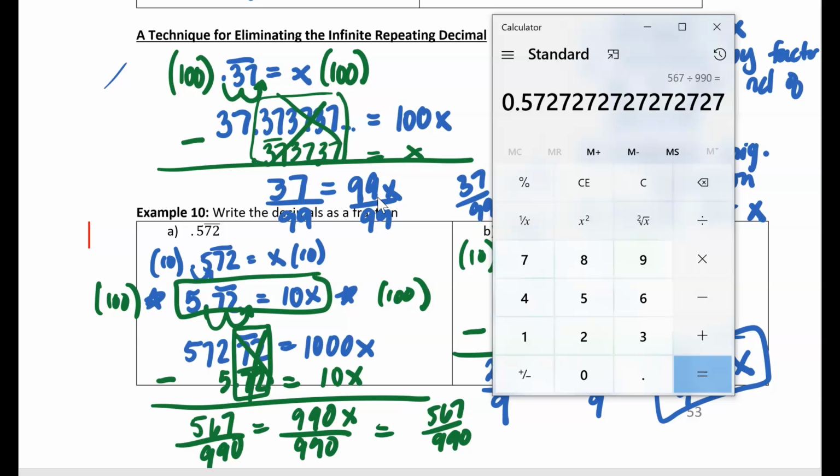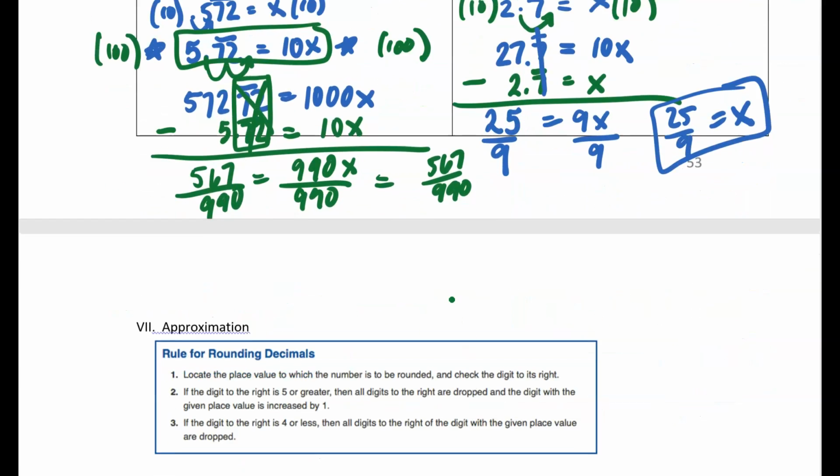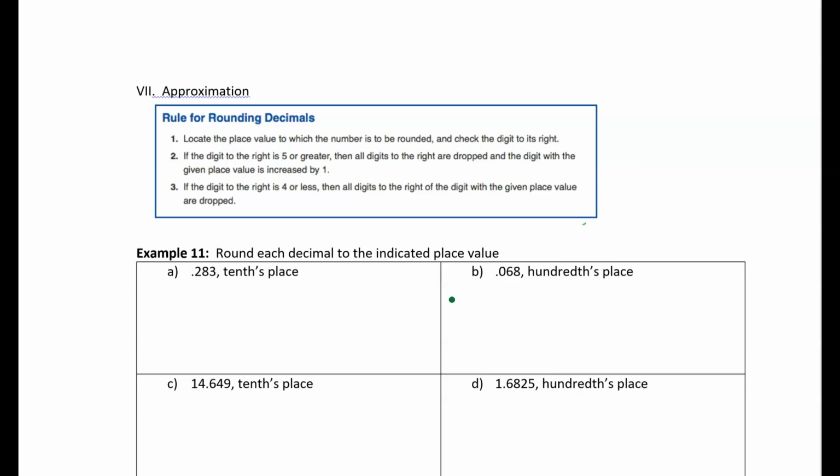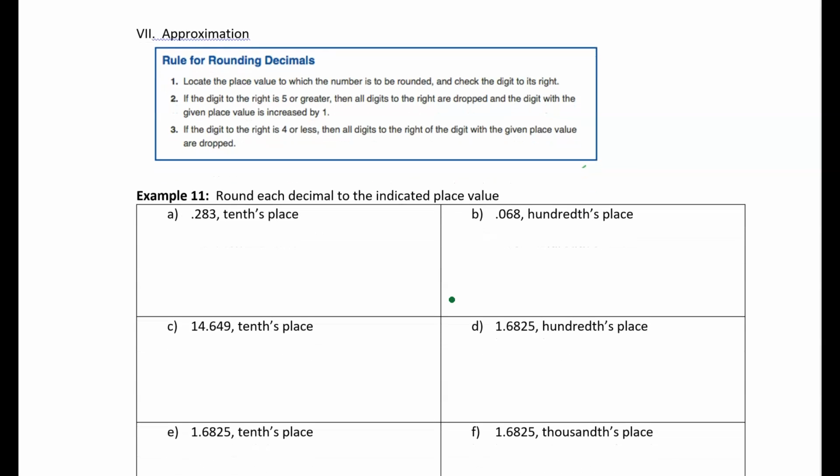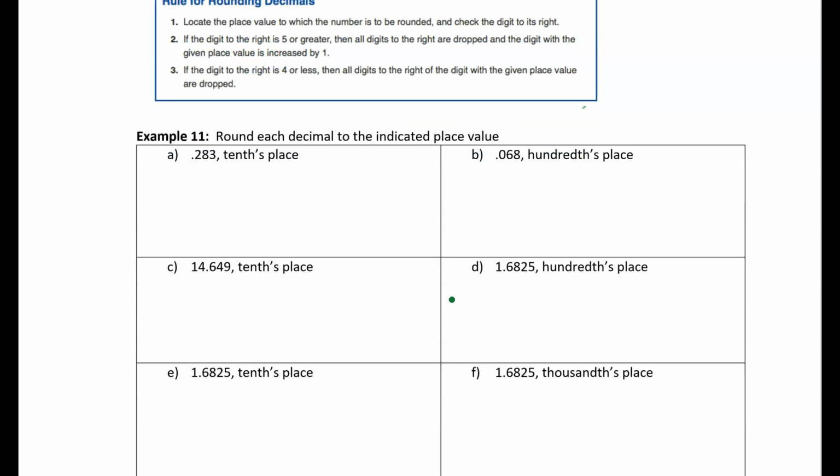Okay, let me get rid of this. There we go. So we've got a couple more on the next page. We're just going to talk about rounding. We talked about rounding before, but in these examples we're going to round with decimals. So the same rules apply that we talked about before. You're going to identify your place values. So for this first one, we're rounding to the tenths place, so the tenths place would be where this 2 is.